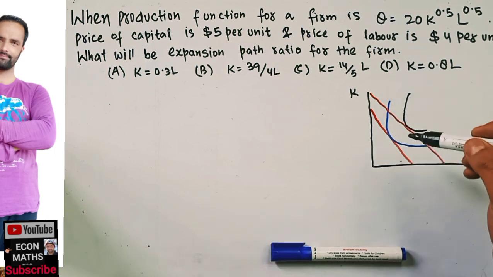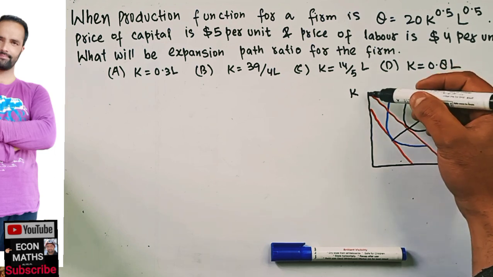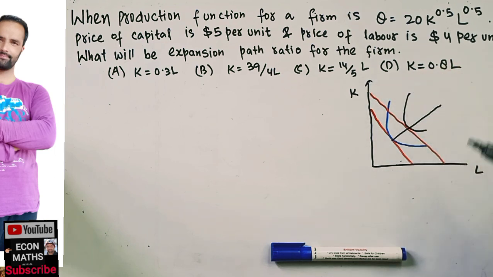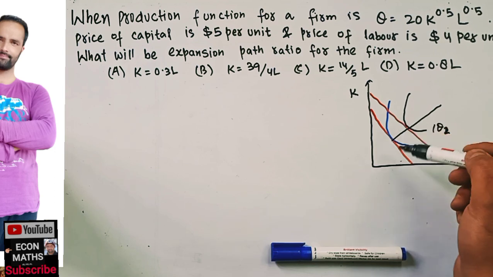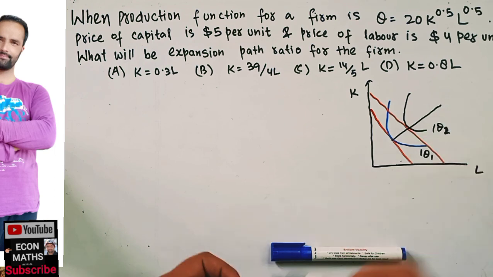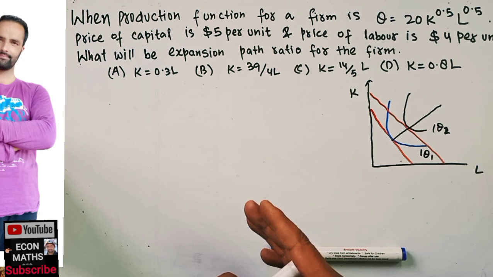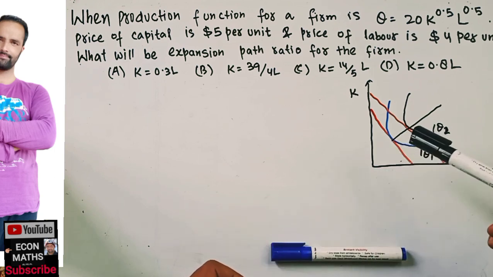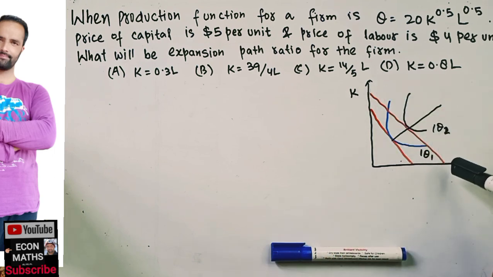the expansion path is a path connecting these optimal points. We can have another isocost line, and corresponding to this we will have another isoquant. So this is isoquant first, this is isoquant second. When we join these optimal combinations, we get what we call the expansion path. Now where does this occur? It occurs at the point of tangency between isoquant and isocost lines.